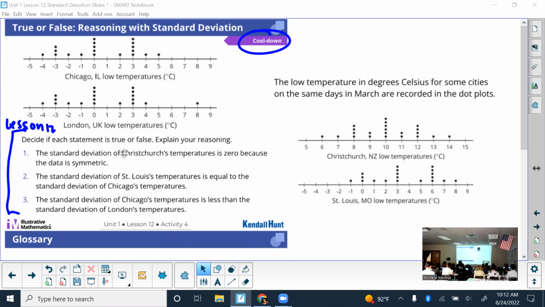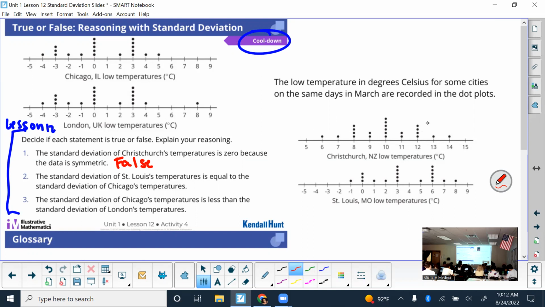Okay, the standard deviation of Christchurch's temperature is 0 because the data is symmetric. True or false? False. And why do you think it's false? Because the data points are spread out. All right, what did we say it looks like when the standard deviation is 0? When they're all on the same answer, so something like that if it's a dot plot. So false because the data is spread out.